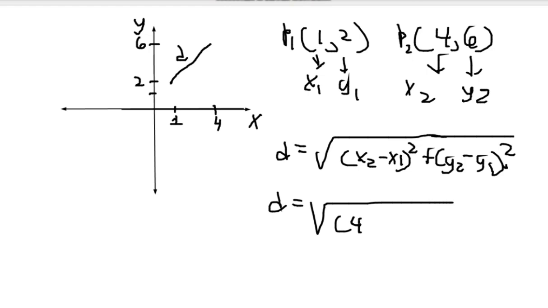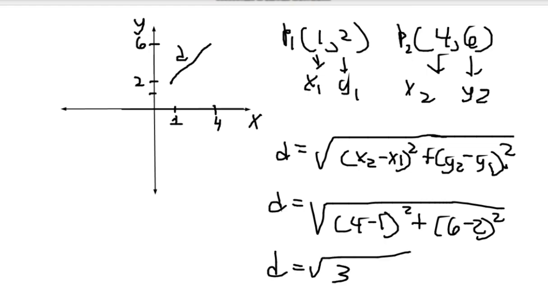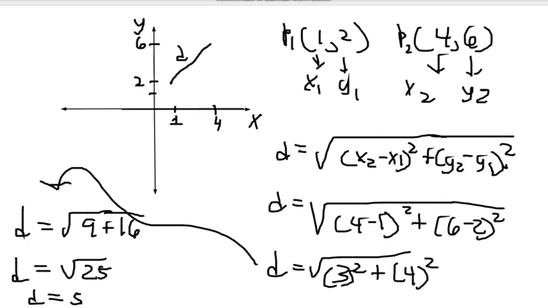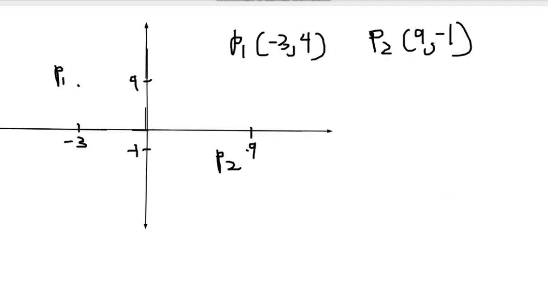So our x sub 2 is 4, and our x sub 1 is 1, squared, plus our y sub 2 is 6 minus y sub 1, which is 2. So distance is equal to the square root of 4 minus 1, which is 3, 3 squared, plus 6 minus 2 squared. I forgot the parentheses here. There we go. Let's put it here because I do not have enough space. Square root of 3 times 3 is 9, 4 times 4 is 16, and the sum of 9 plus 16 is 25. There's still a square root, so to get rid of it, we take the square root of 25, which is 5.